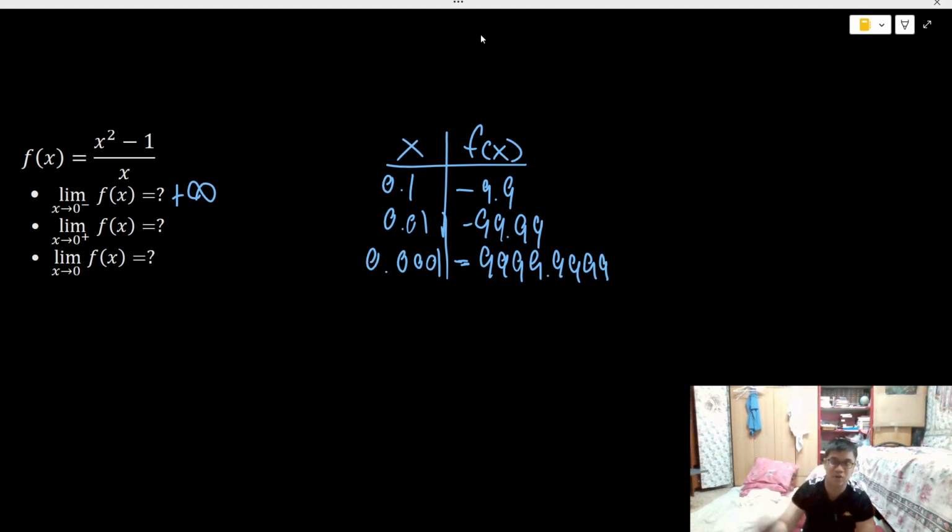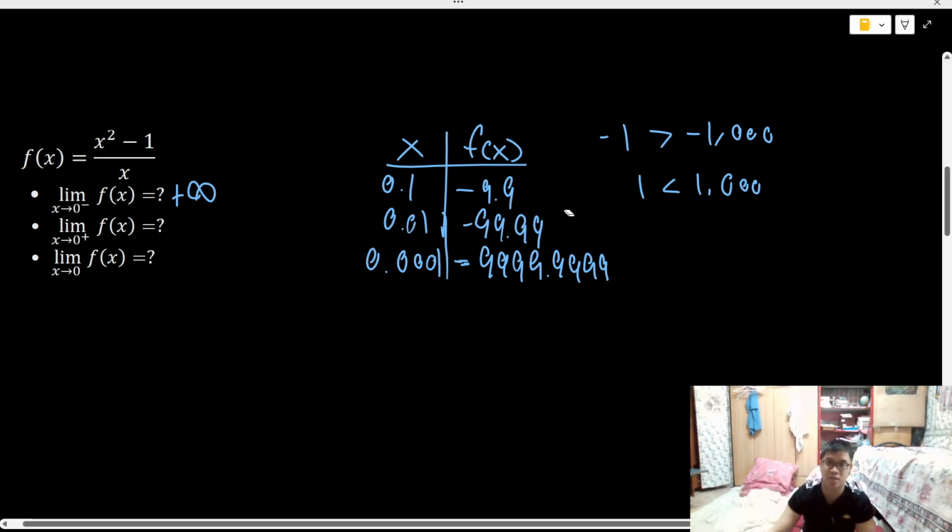Do you get my point, guys? Because negative 1 is greater than negative 1,000. But 1 is less than 1,000. You see the difference between the two? That's actually basic math, guys. So if you compare a small negative number to a larger negative number, that means the smaller negative number is greater than the largest negative number. Okay?